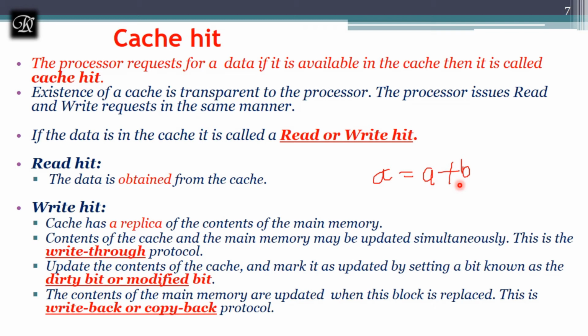But what about A? A is updated. A was 10, A is updated to 30 now. Now I need one more indication through which somehow I can recognize, yes, this is updated. For that I am using an additional bit called dirty bit or modified bit. So the job of this is to tell the data is modified.